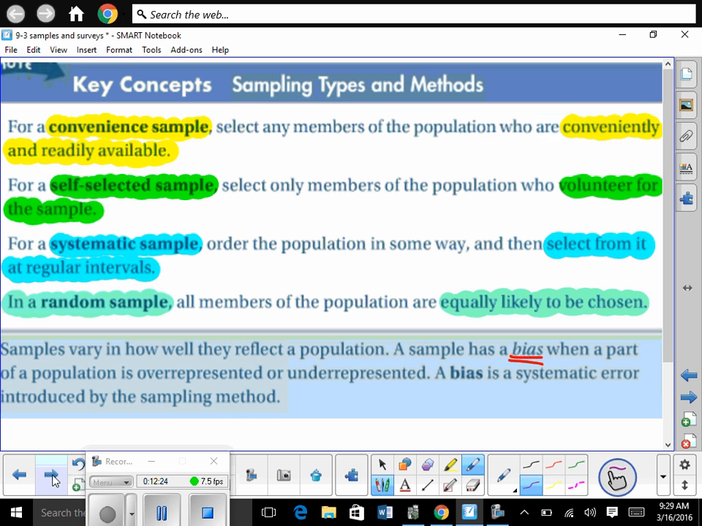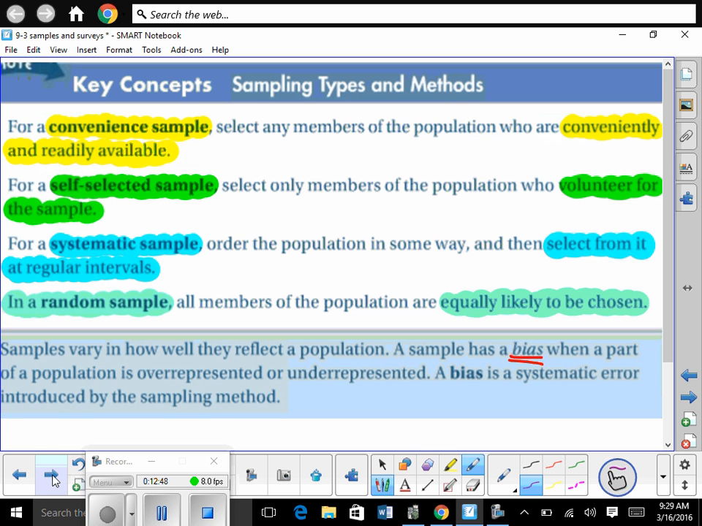Then next, a systematic sample. So these are all different. A systematic sample, this is important. You order the population in some way, and then you select from it at regular intervals. This is actually a pretty good way. So, for example, if I said I'm going to sample every fifth person: 1, 2, 3, 4, 5. 1, 2, 3, 4, 5. That would be systematic. Does that make sense, everybody? Systematic.